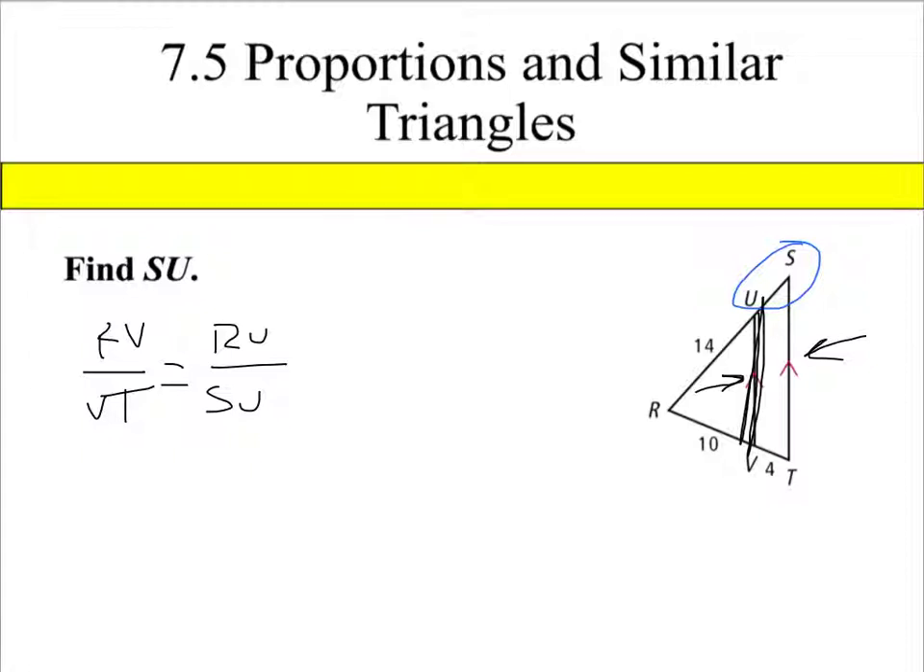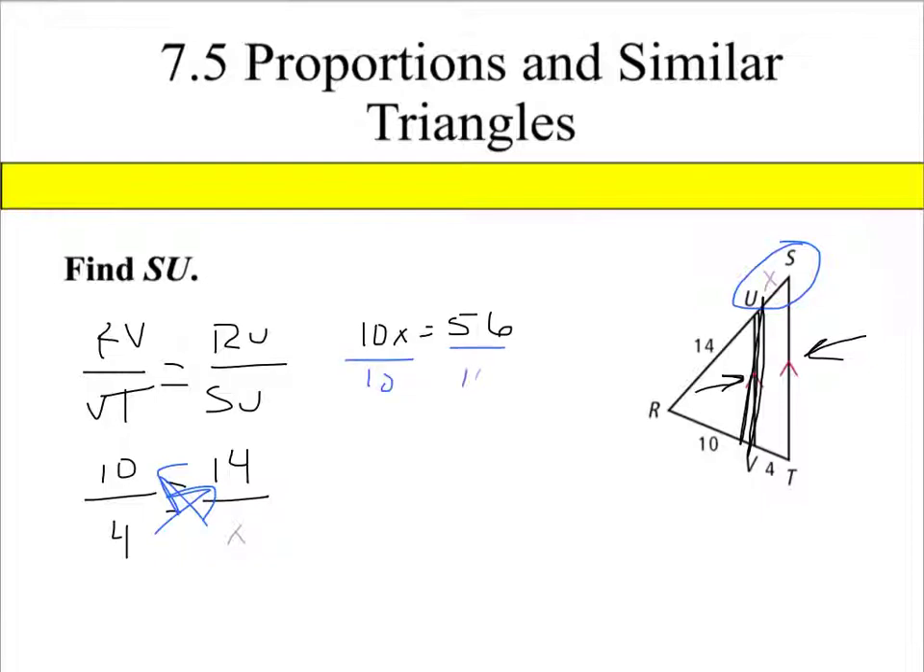Now we plug in the numbers that we know. We know RV is 10, VT is 4, and RU is 14. And SU, we're not sure what SU is, so we plug in our variable of x. How do you solve a proportion? Cross multiply. You get 10x is equal to 56. We're trying to find x, because x represents SU, so we divide by 10 on each side, and x is going to be 5.6.